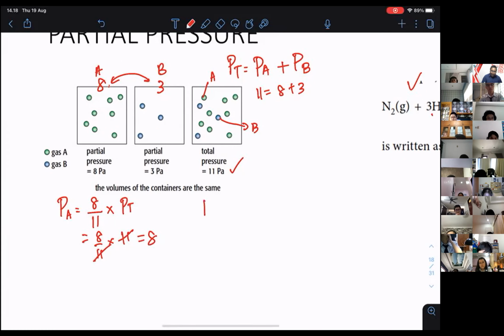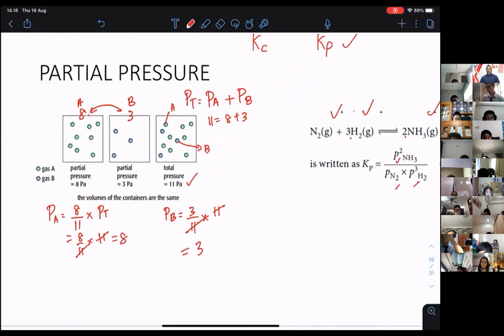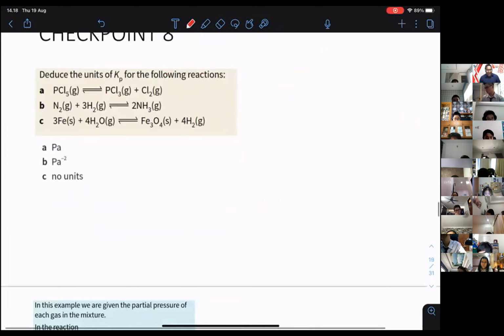So if I have partial pressure of B, it means I have 3 over total 11, so I times with total pressure 11. When I cancel, I get 3. This is the simplified version of this partial pressure. So let's see how do we apply.